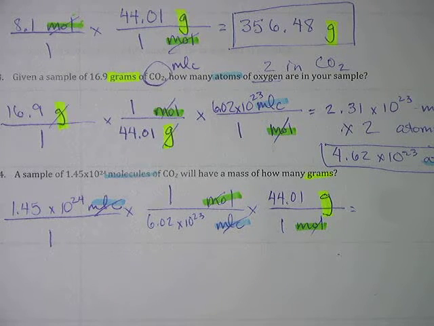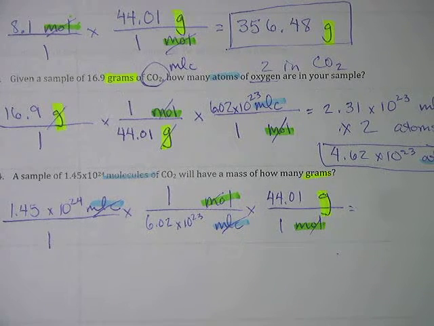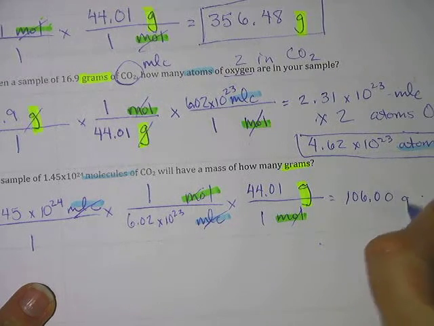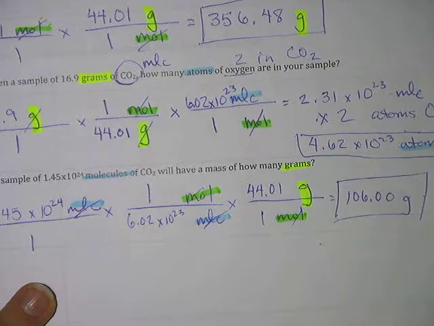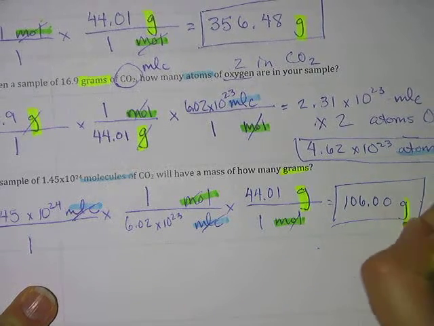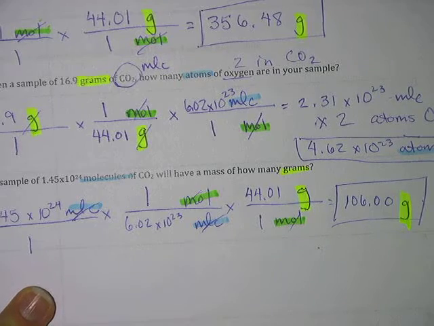Okay, if you put this in your calculator, you should get 106.00 grams. Remember, we always round to 2 decimal places, even if those are zeros.